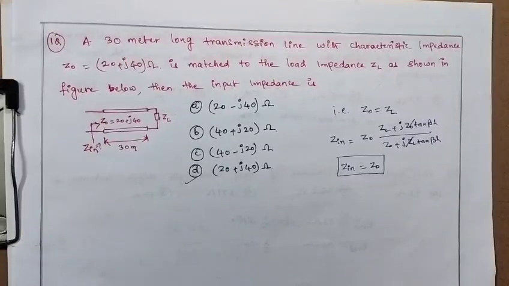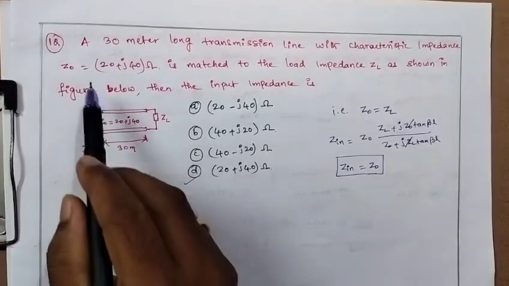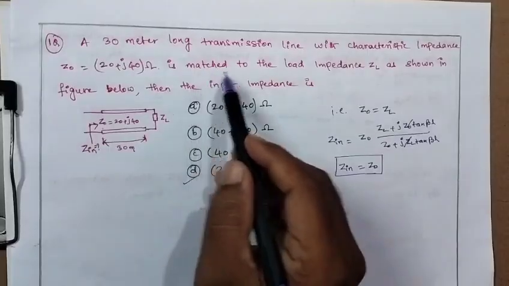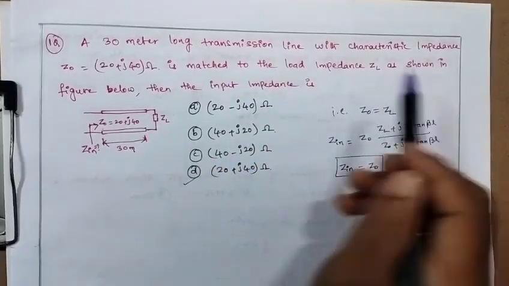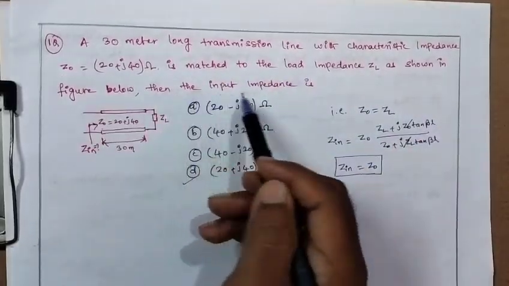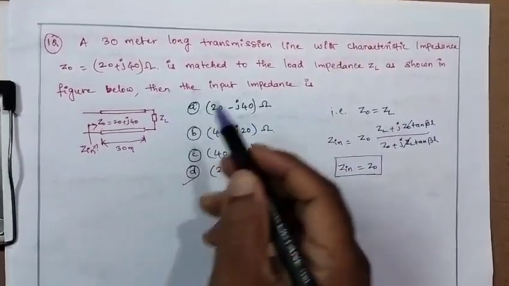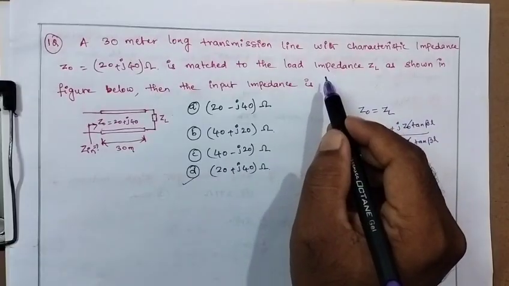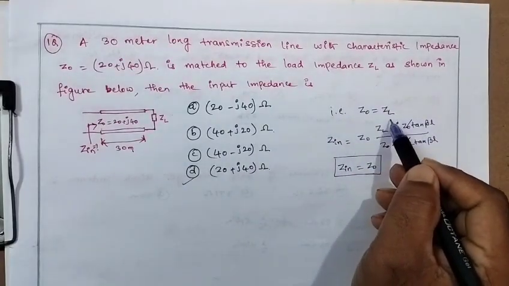So first question is, a 30-meter long transmission line with a characteristic impedance Z0 equal to 20 plus j40 ohm is matched to the load impedance ZL as shown in the figure below. Then the input impedance is what? See, the condition is given, characteristic impedance is matched to the load impedance, means Z0 is equal to ZL.